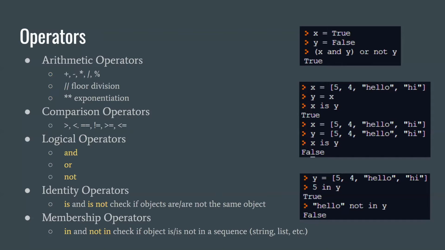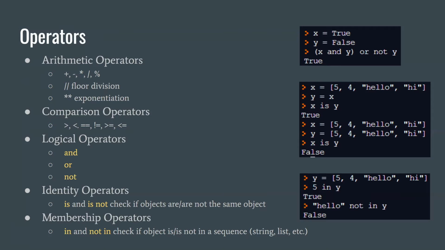Identity operators are used to check if objects are or are not the same object. I have an example up here in the middle. We made x some list, and then we set y equal to that list, which means that if we ask if x is y, that's true because they point to the same object. By contrast, if we separately declare them, even though they equal the same thing, they are not the same object, and that's why x is y comes out to be false. So something to keep in mind.